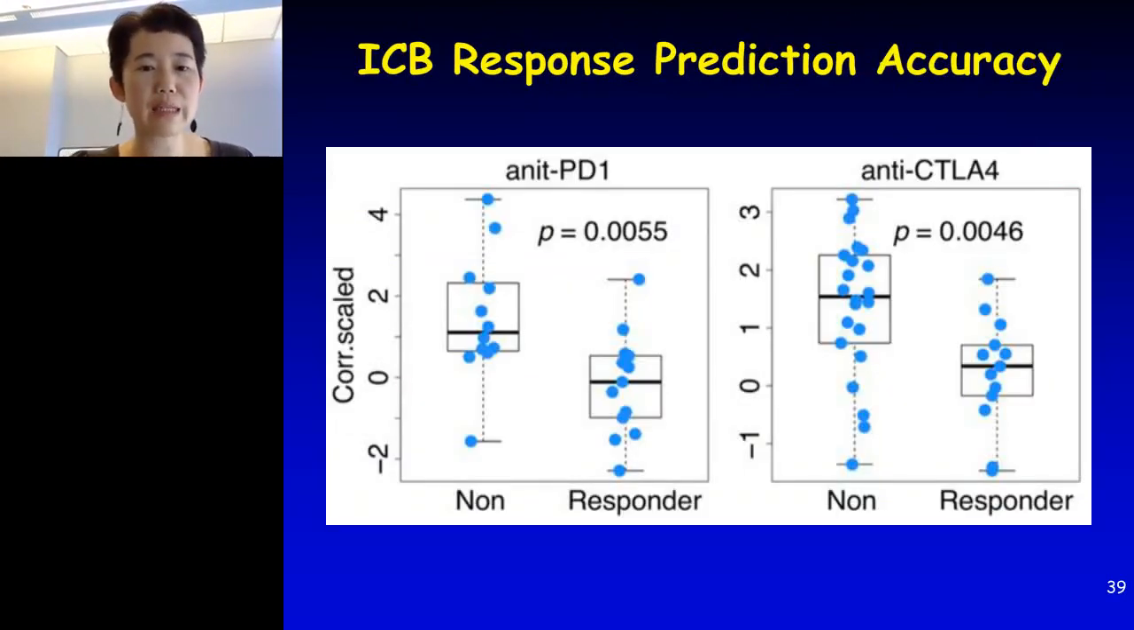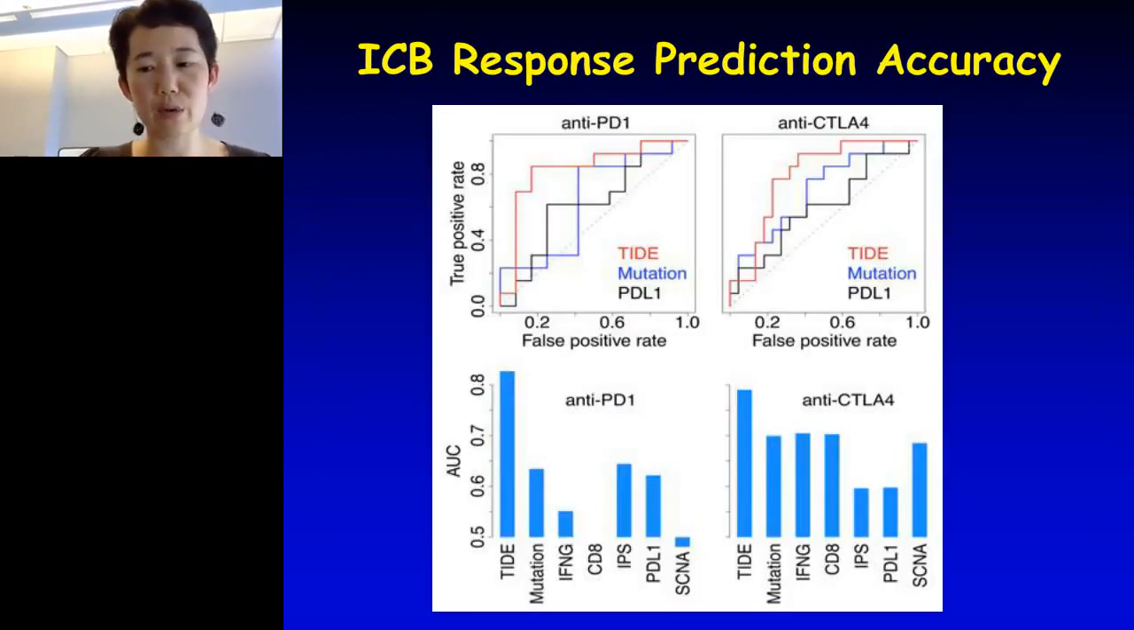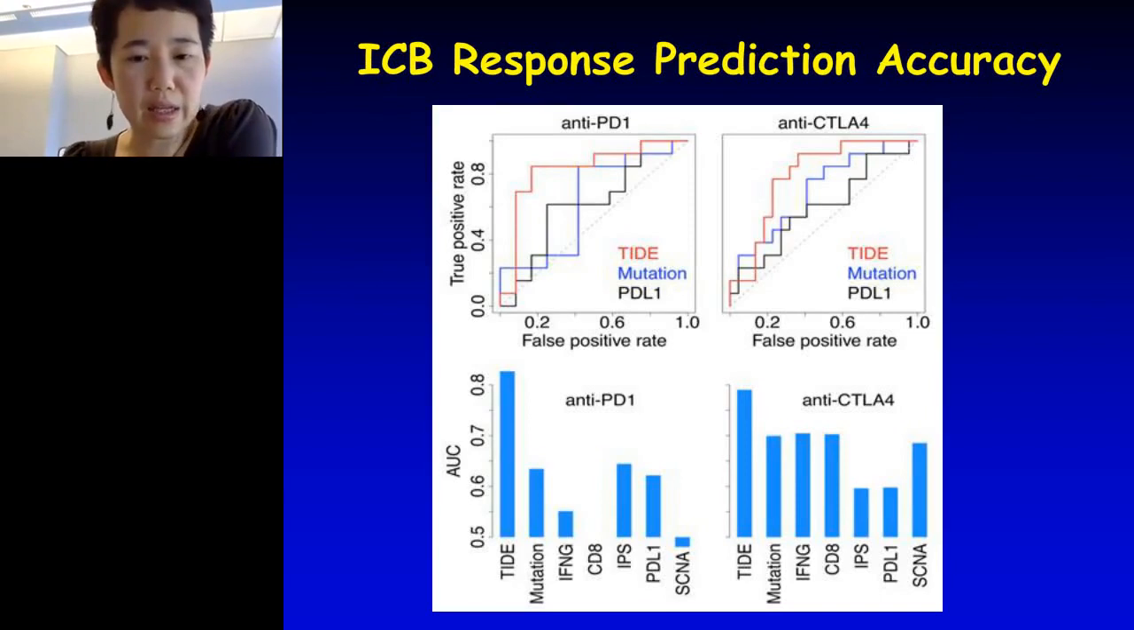So overall, you can see for the responders and non-responders for those two trials, indeed, we can see a good separation in terms of the overall predictive power. So far, what has been used is mutations, the overall tumor mutation load, and the PD-L1 levels that people have used in the clinical settings, and you can see the TIDE model can outperform both.